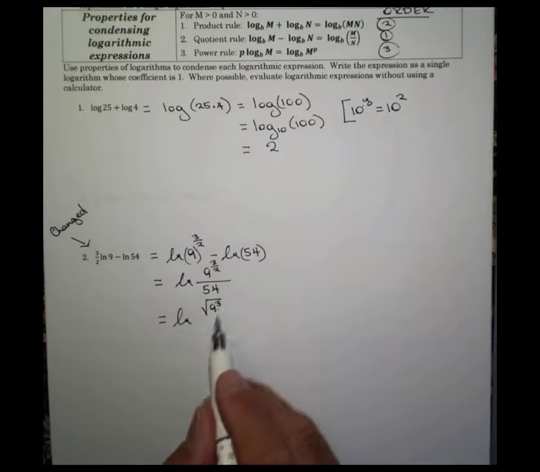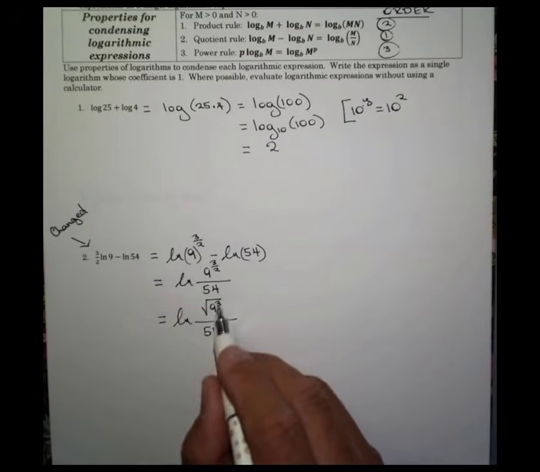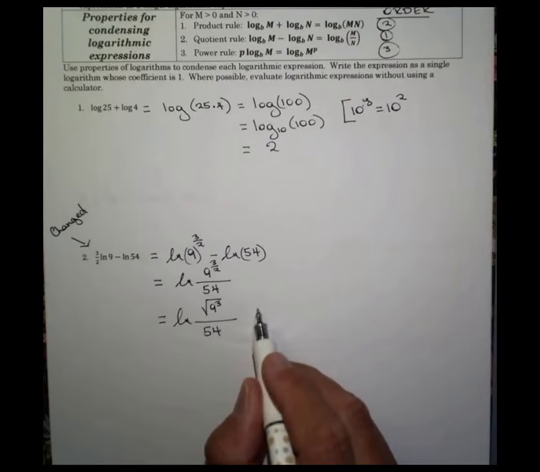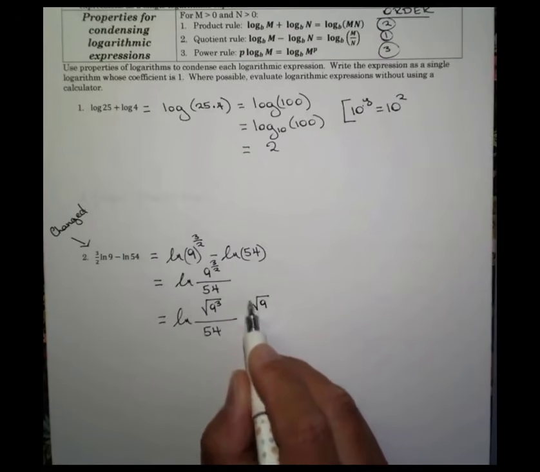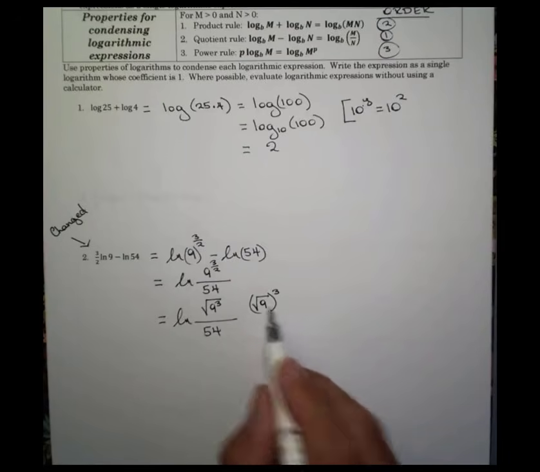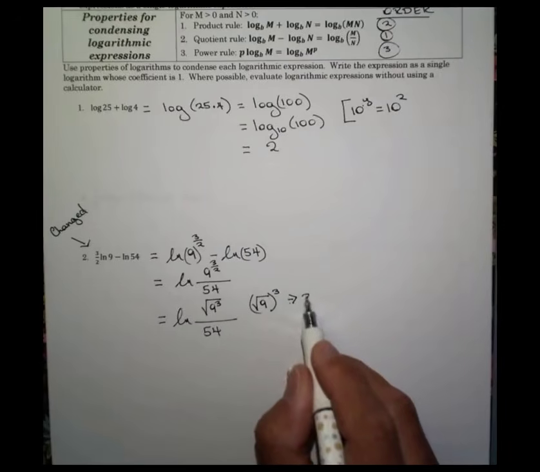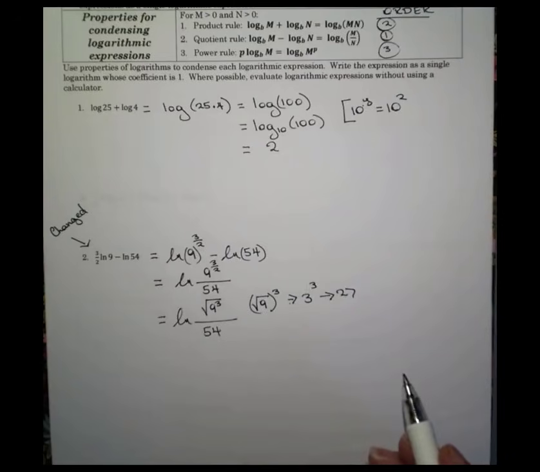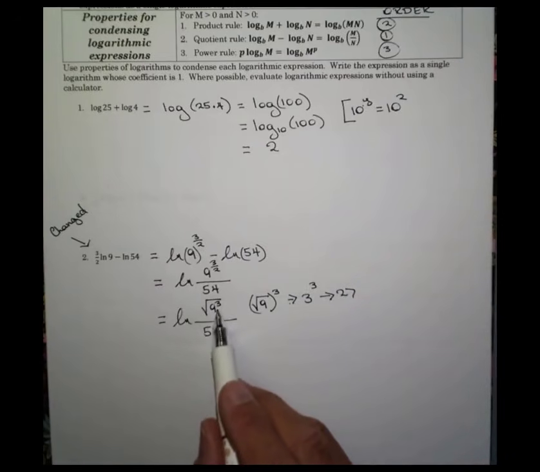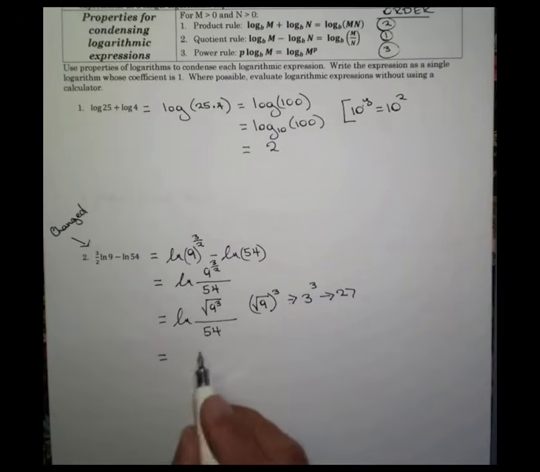Now, when you have this, and over 54, of course, but when you have this written like this, you can also write it, this exponent can be either inside or outside that radical, and it works the same way. So for this one, it might be easier to think about as the square root of 9, and then I'm going to cube it, because the square root of 9 is 3, and 3 cubed is really 27, right? So just keep that in mind. That exponent, when you're doing this with radicals, can go either inside or outside of the radical. Now, what that brings me to is the natural log of 27 over 54.